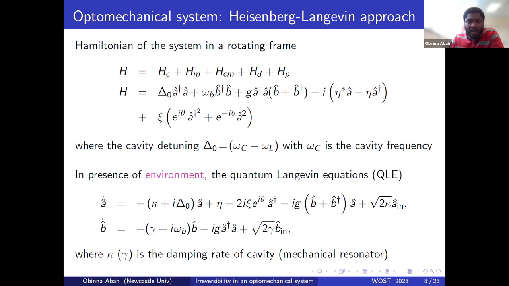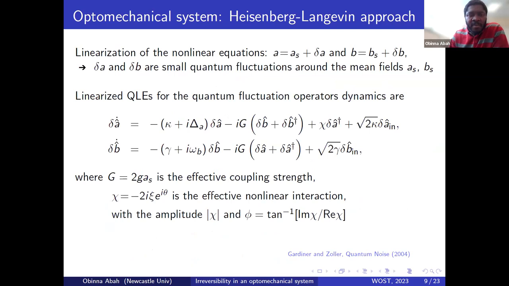And in the presence of the environment, you can model the equation of motion, and the resulting Langevin equation is given for the A and B modes. The A mode is the optical cavity mode, and B is the mechanical mode. And kappa here is just the induced environmental decay rate, and gamma is that associated to the mechanical resonator.